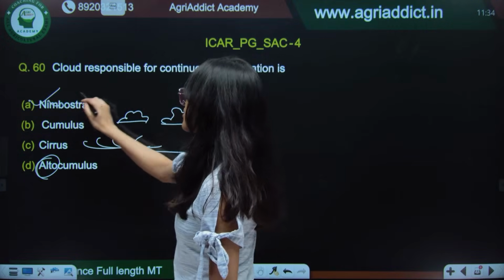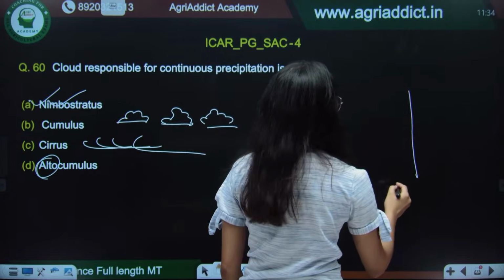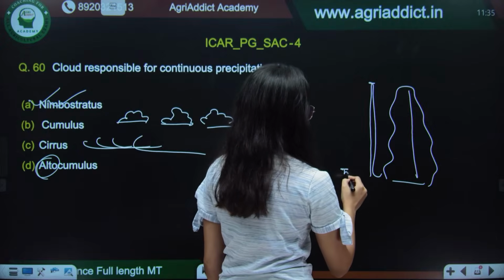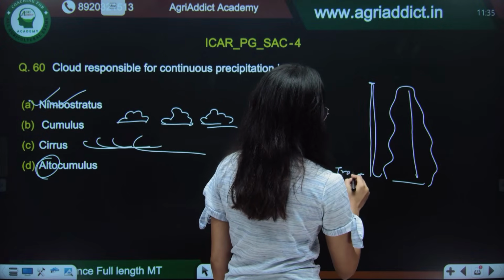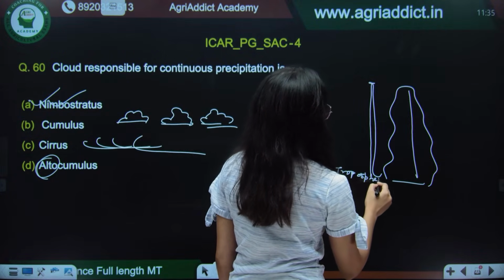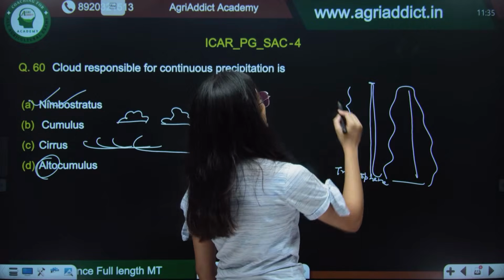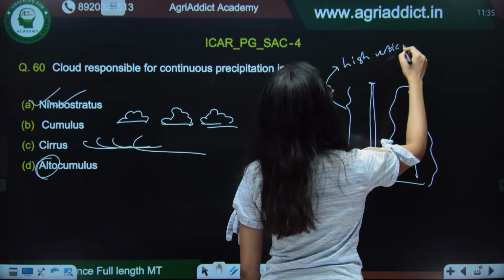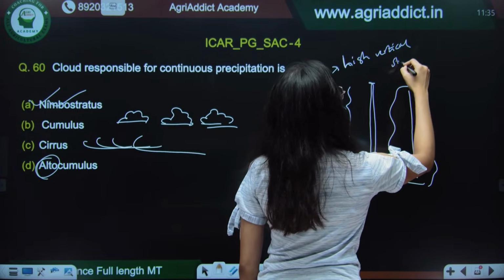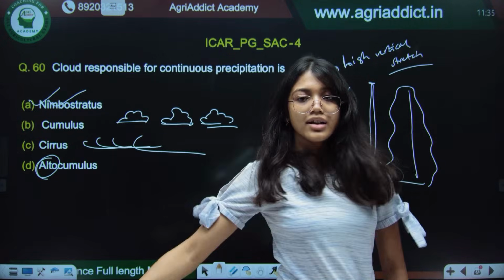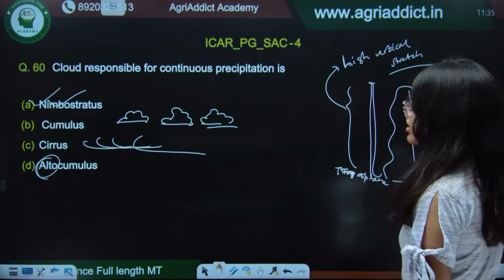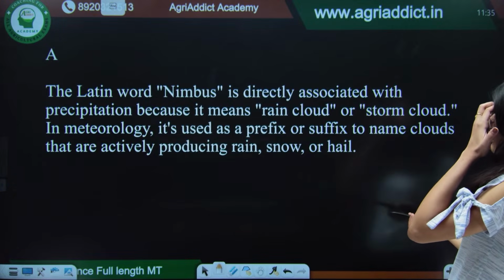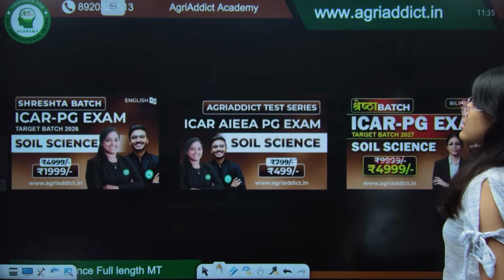Yes, nimbostratus is the cloud that has a huge vertical extent. So it will just move from a higher layer of troposphere. Suppose this is troposphere. Suppose it should have a very high vertical stretch. So for the clouds having a high vertical stretch, they will be very prone to precipitation. So, A will be the correct answer. Okay. So, here the explanation is provided. It is also called as rain cloud.